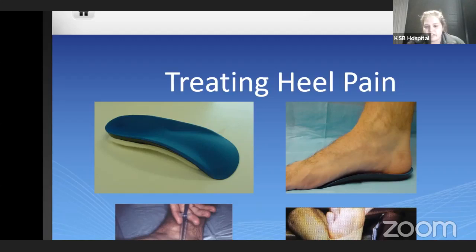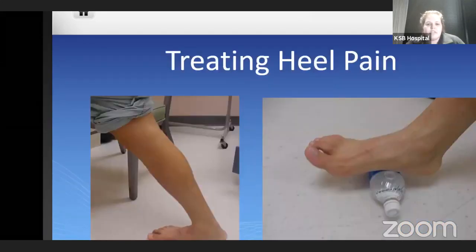And then another modality, which isn't used quite as often anymore, but some physicians do use it, is taping and padding. So Dr. Swanson already went into pretty good detail with stretching. It is very important. Another thing you can do too is if you have pain on the bottom of your heel, you can freeze a water bottle and then roll it on the bottom of your foot, and that's going to help massage that tissue and also help with the swelling as well.